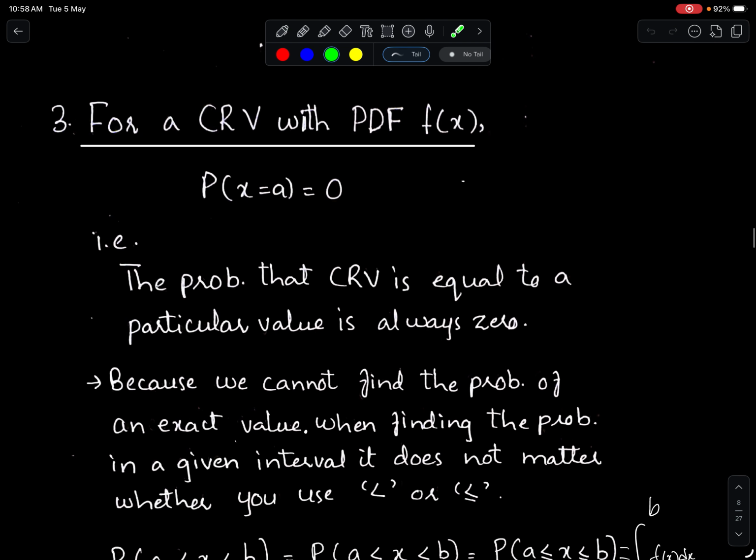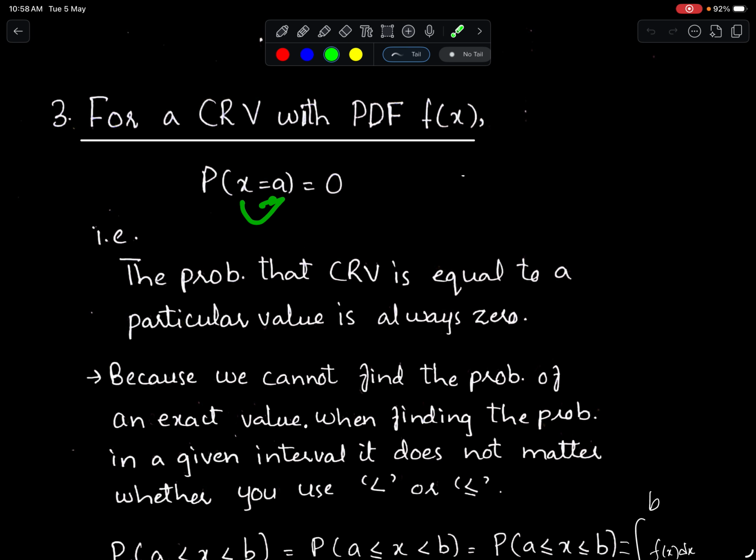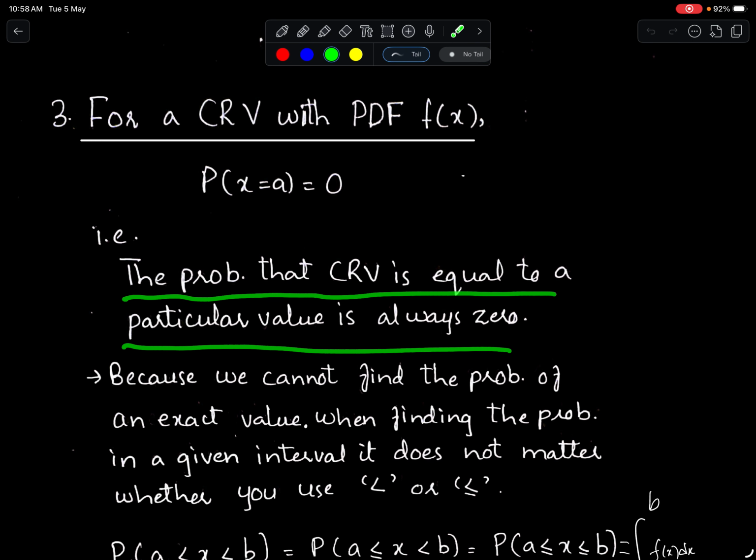Okay, we start from here. PDF of a fixed value, constant value, particular value. If they ask find PDF x is equal to 3, it is always 0, because when we integrate it, the limits are same. So it's 0. The probability that CRV is equal to a particular value is always 0.